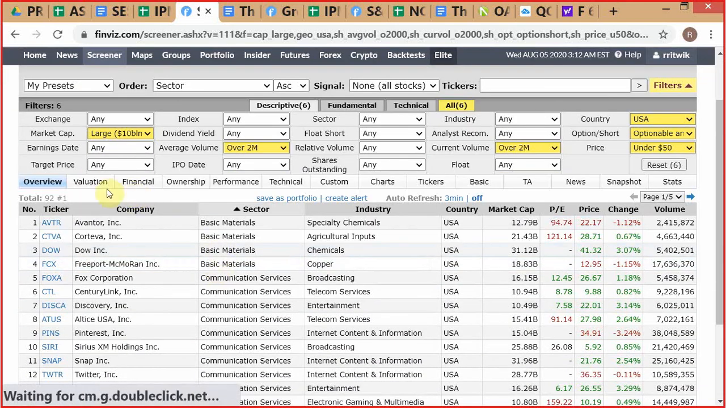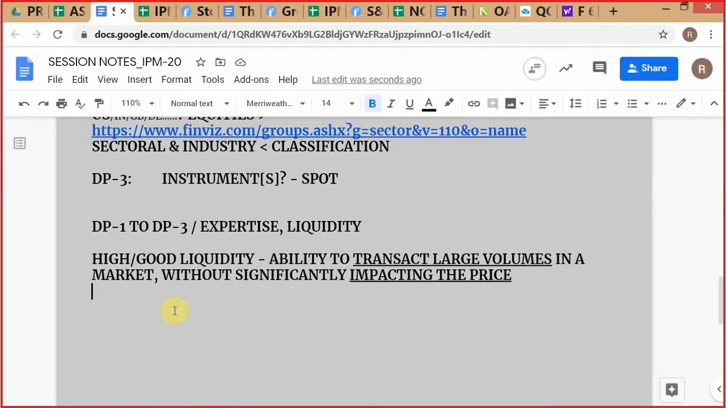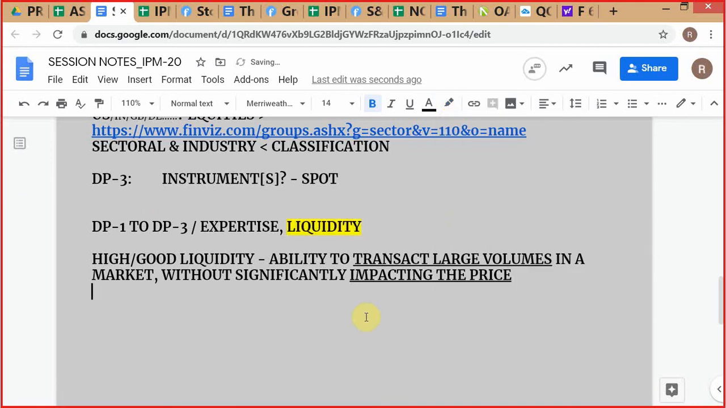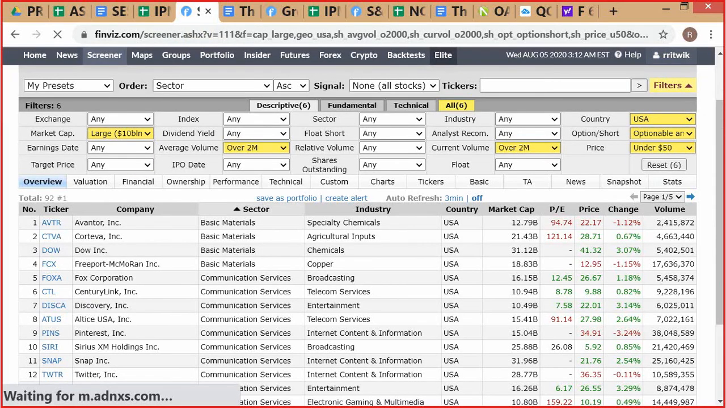So what do I do? Remember, my consideration is always this: liquidity. I want to be trading only in liquid stocks. I don't want to be trading in some low price stock, not very liquid, which is subject to market manipulation. This is another factor: market manipulation is less in liquid stocks. So I set up a stock screener.